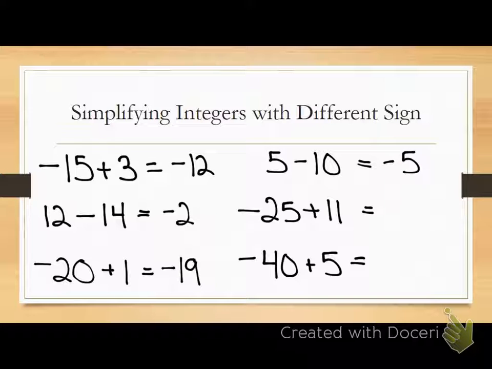Yeah, you got it. Okay, what about negative 25 plus 11? Negative 14. Negative 40 plus 5? Negative 35. Who got them all? Good job, guys. Good job.